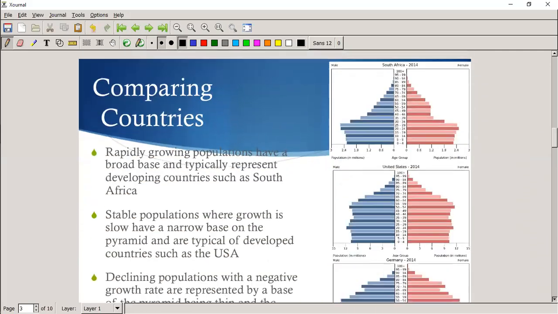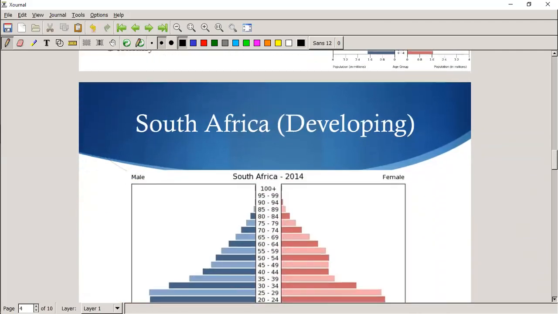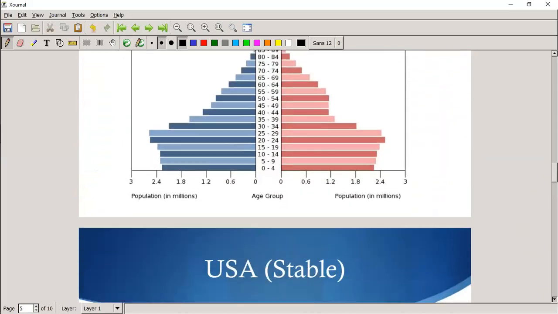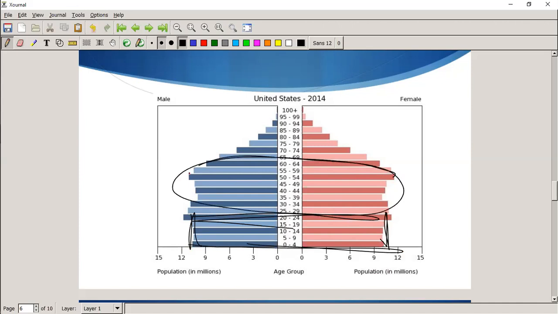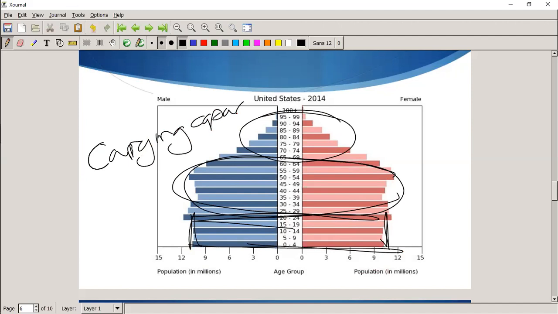Now, if we take a look at some of the other countries, so we talked about South Africa as a developing country with a rapid population growth. This is now America. You can see the base has become smaller, okay? The middle group is very economically active and our top group is becoming a bit wider. So this is a stable population. They're not increasing their population. They're not decreasing their population. Their population numbers are plus minus stable. So we could say that they have reached a carrying capacity.